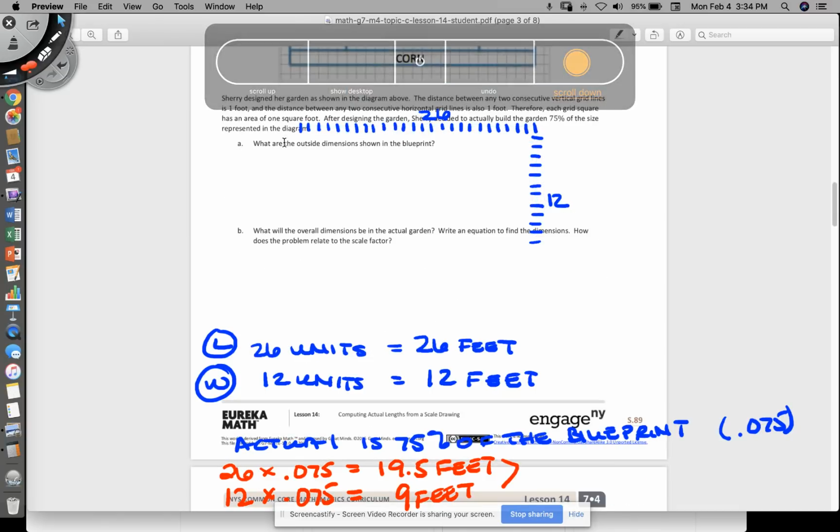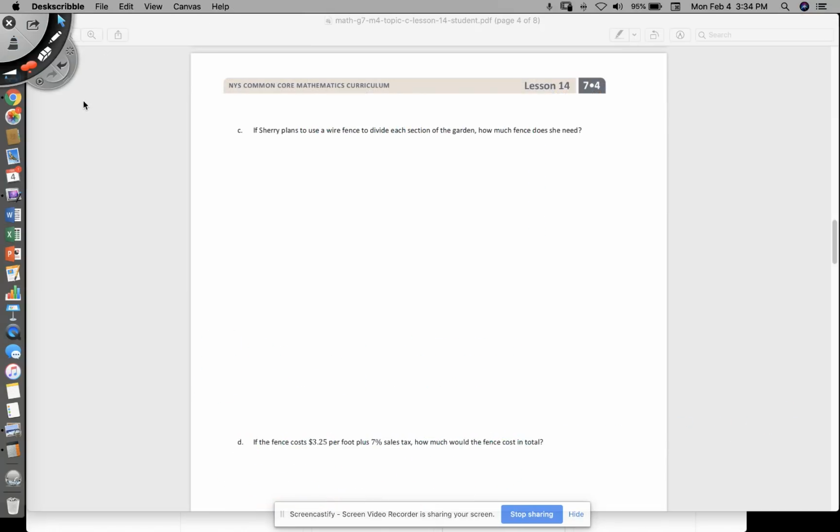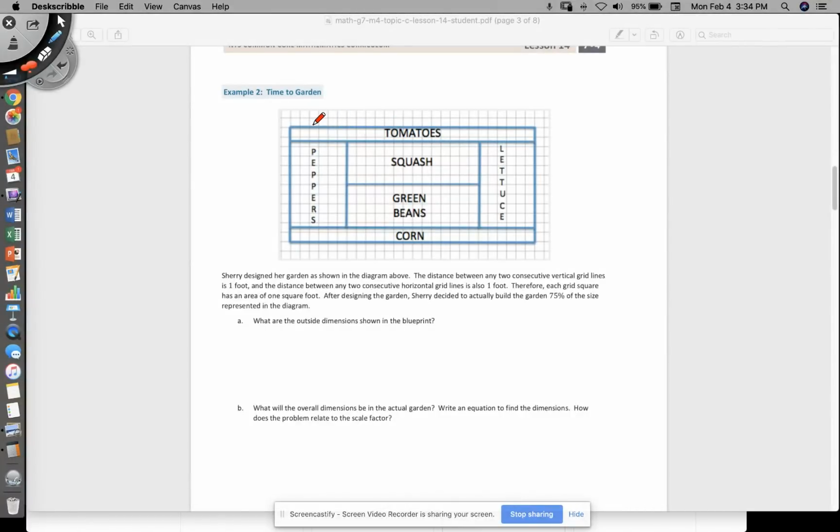All right, let's move this down to C. Now C says if she plans on building a wire fence into all the divided sections of the garden, how much fence does she need? So I'm actually going to move it back up to the diagram. We need to break this up. We need to find all of this. So we know that this whole length is 26. And this one here is 26. Oh, and I see this is the exact same length and it's parallel. So this one's also 26 and so is this one. So how many 26s do we have? We have 4.